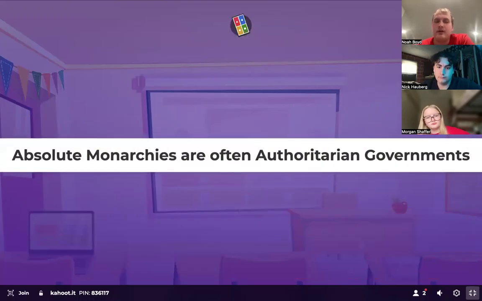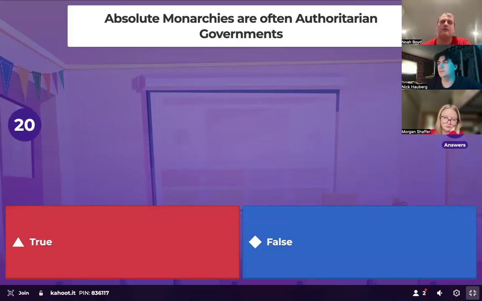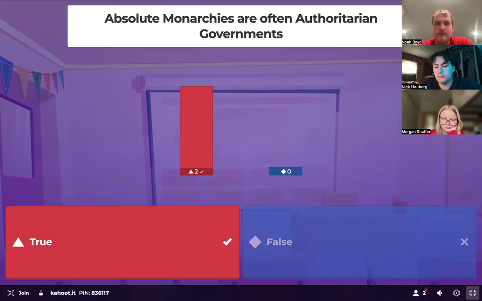Absolute monarchies are often authoritarian governments, true or false? Yeah, that's true. In absolute monarchies, you have leaders that aren't elected democratically. Their leaders have different rights, and the citizens of their country don't have as many guaranteed rights. Those are the characteristics of an authoritarian government.